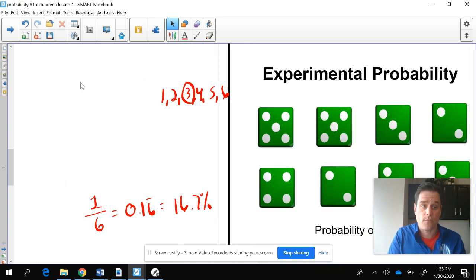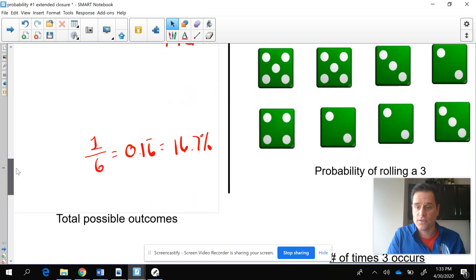So the experimental probability, I have 1 up here for you. Can you tell me right now, take a look right here, what is the experimental probability? Take your time. What's the experimental probability of getting a 3? If you take a look here, it should be 2 out of 6. 2 out of 6 is 1/3.